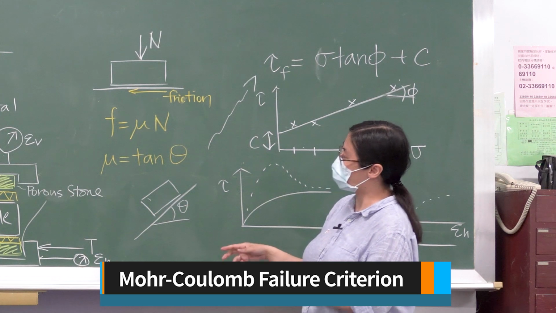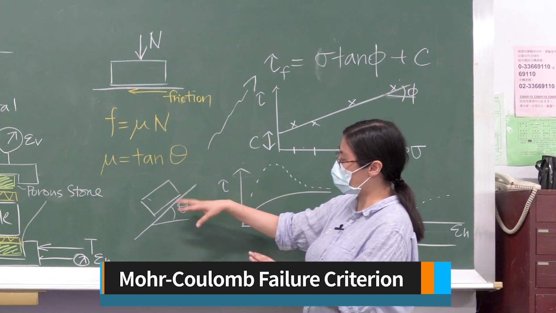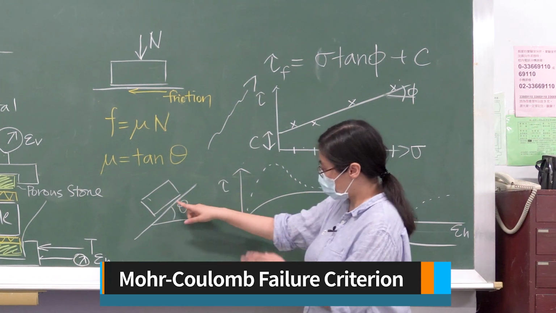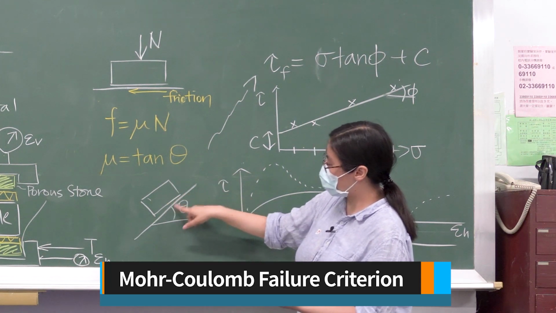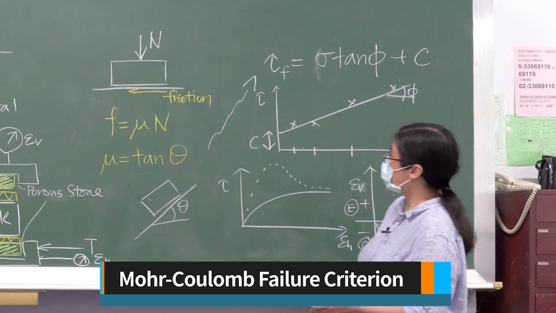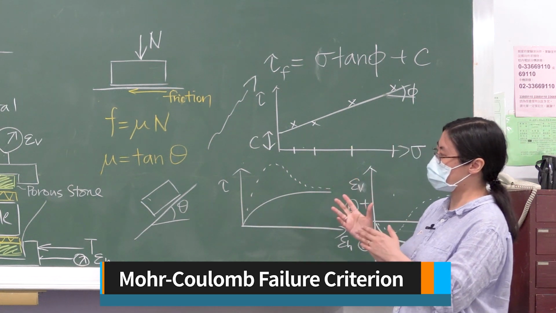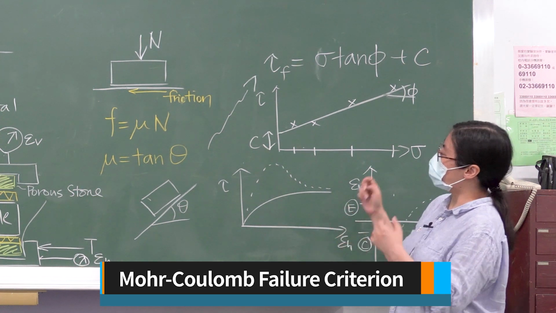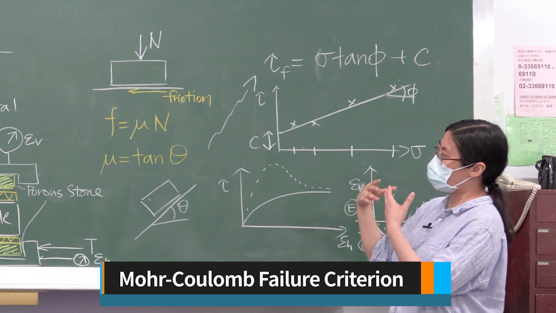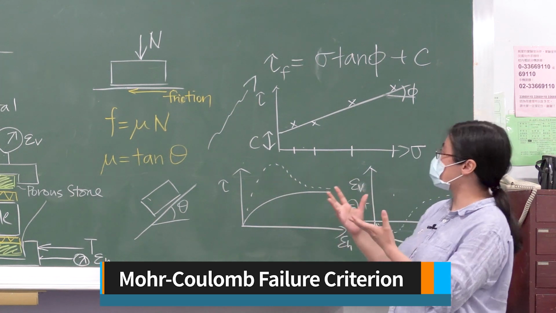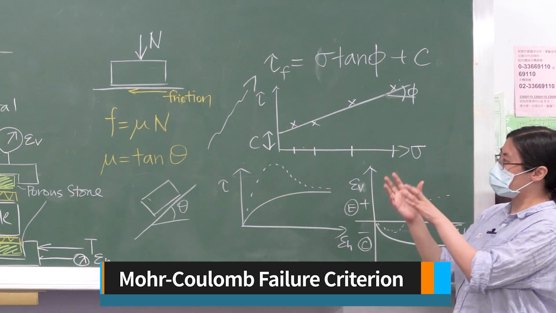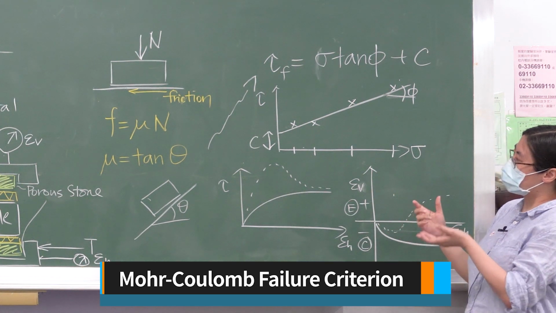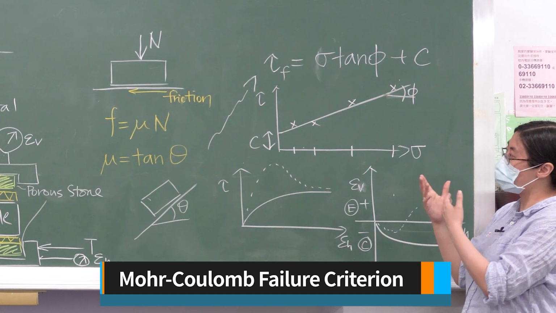Okay, so you will need to evaluate mu for different kinds of surfaces. It depends on the interface between this block and this tilted surface. For soil, it's kind of similar, but what you may want to remember is that for soil, we're not talking about the friction between two surfaces. Instead, we're talking about the friction within the soil system. So basically, it will be the friction between soil particles.